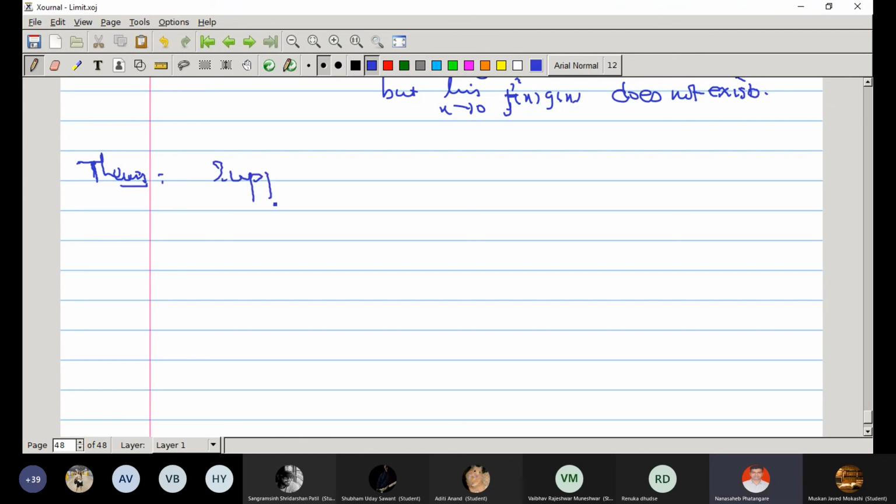Suppose all the above conditions are there. A is a domain, C is a cluster point, whatever. The limit as x tends to C of f(x) is equal to L. Then can I say that the limit as x tends to C of the absolute value of f(x) is the absolute value of L? Is it true?